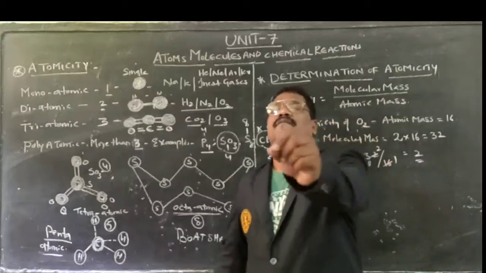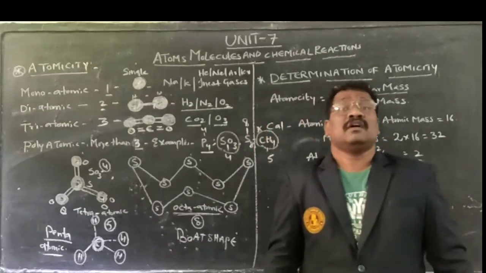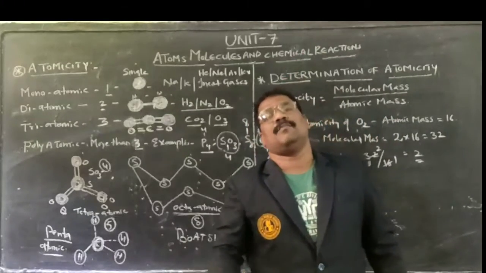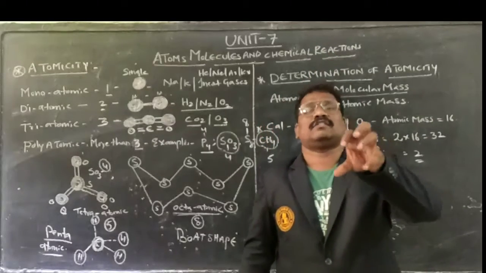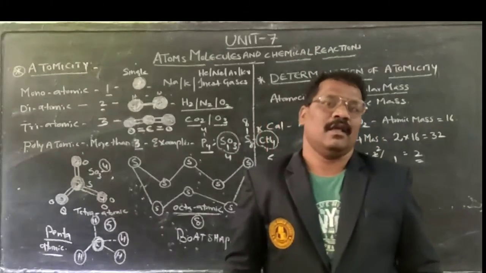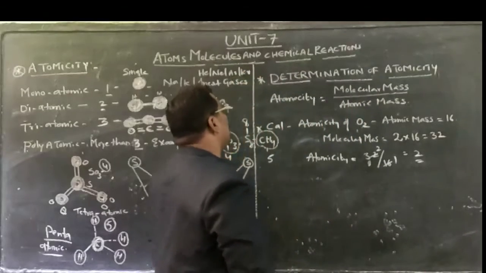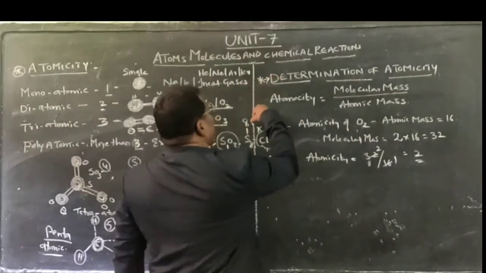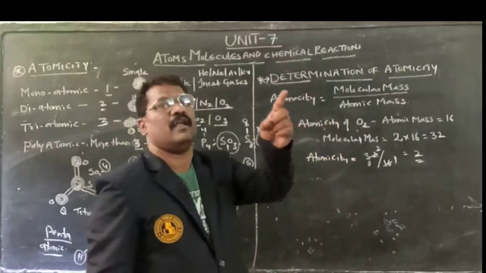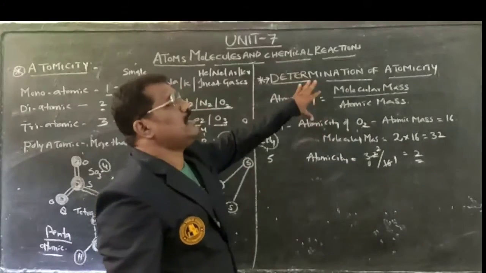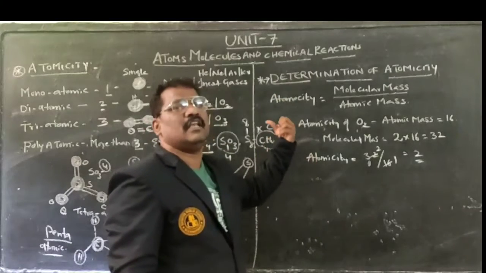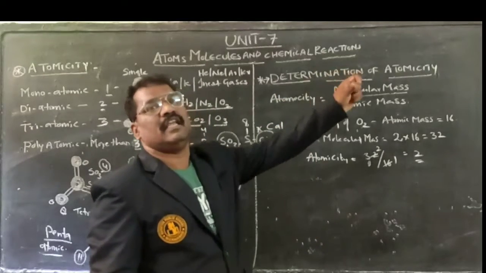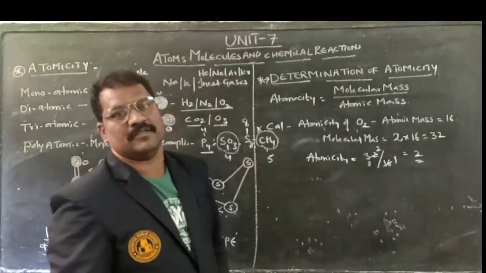About that, Table 5 has been given in the textbook. Try to analyze that table so that you can easily gain the concept of atomicity. Now the next point is how to determine this atomicity. It is not given in our textbook, but if you know how to determine the atomicity, you can easily calculate the atomicity of an individual element.